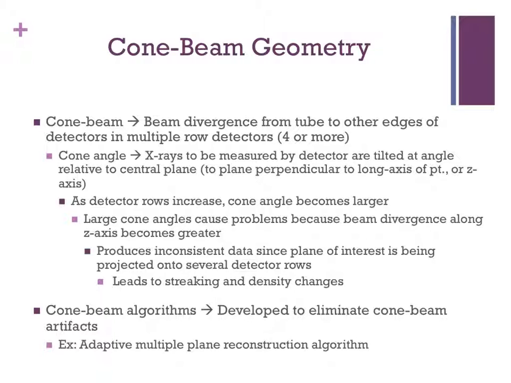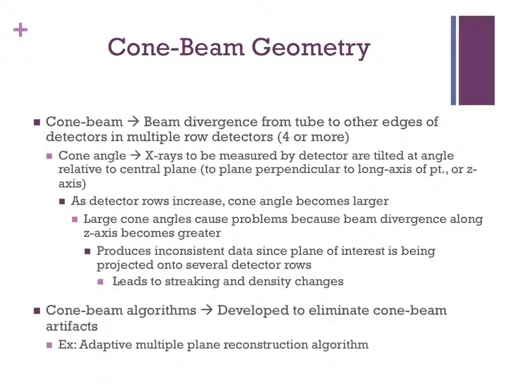For a 4-detector row multi-slice CT scanner, the beam divergence from the X-ray tube to the outer edges of the detectors increases, which is called a cone beam. Within the cone beam, the X-rays measured by the detectors are tilted at an angle relative to the central plane. This is the plane perpendicular to the long axis of the patient, which is the z-axis. As the detector rows increase, the cone angle becomes larger.